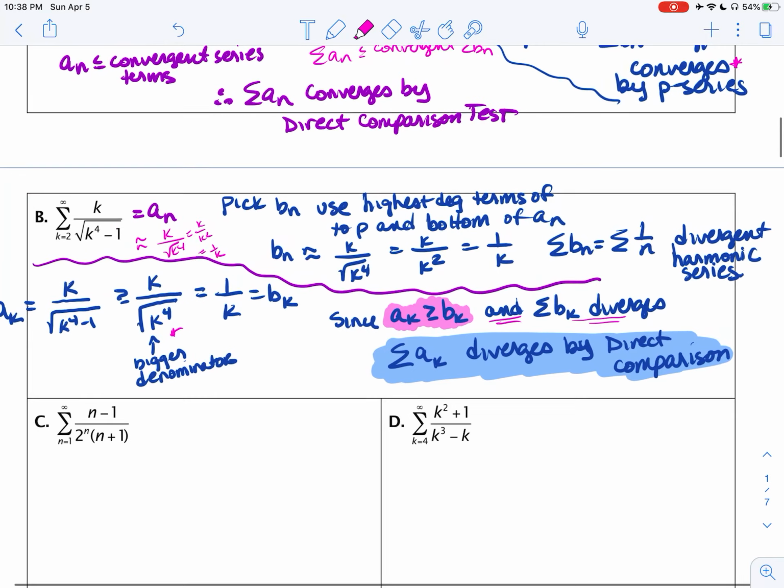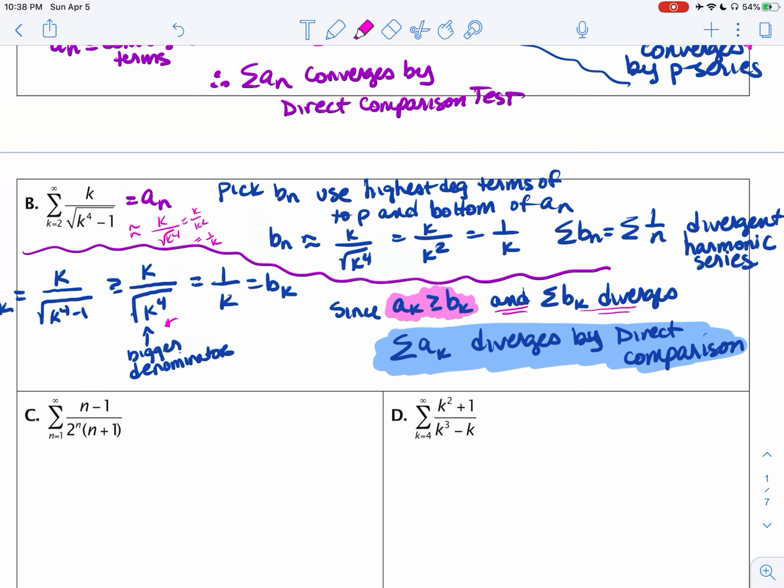All right, part B. Again, my series is the sum of a sub n, and in order to pick my appropriate b sub n, I'm going to pick a b sub n that's a p-series that has the same type of degree. So I'm not going to worry about that minus 1 in the denominator. I'm going to choose b sub n to be k over the square root of k to the 4th, because I can simplify that. The square root of k to the 4th is k squared, and k divided by k squared is 1 over k. Then I can consider my p-series b sub n equal to 1 over n, or I can go, hey, that's a harmonic series and that's divergent.